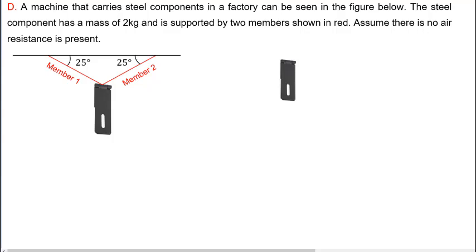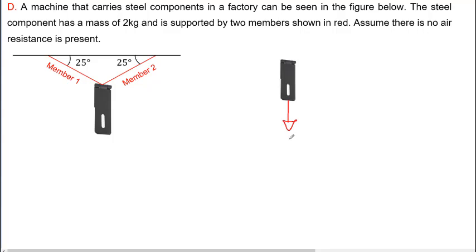So in this problem here, we have a steel component that's being suspended from two cables. And we're asked to find the tension in both these cables and comment on whether the cables will fail. So the first thing we're going to do is draw a free body diagram of the system.